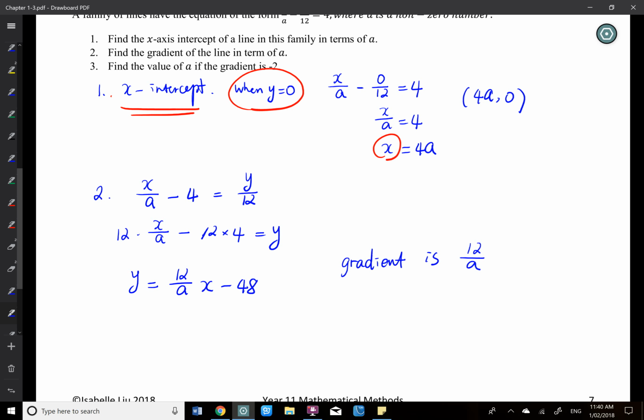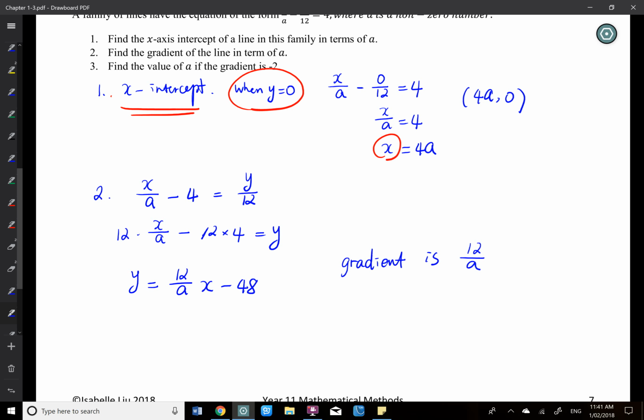Gradient is 12 over a. How do you rearrange it? You want to solve for y. We need to get rid of the denominator first. Why don't I get rid of the denominator for a? Because a is a number. I want to make y the subject, so first I separate y to the other side. Then I times 12 on everything, so this will be 12x over a. I write it separately for x and for the number, so it's 12 over a times x, because that's exactly the form mx plus c. So I know my gradient is 12 over a, and my y-intercept is negative 48. So that form is clear.